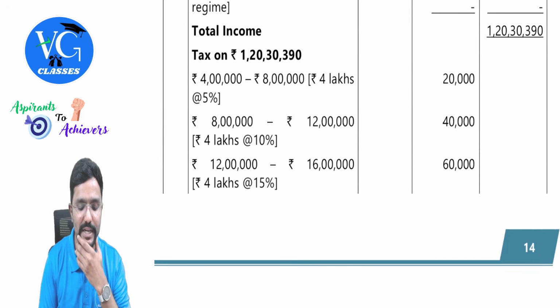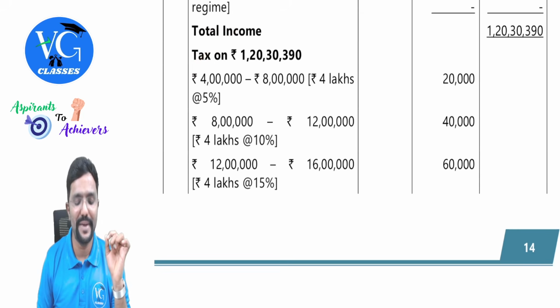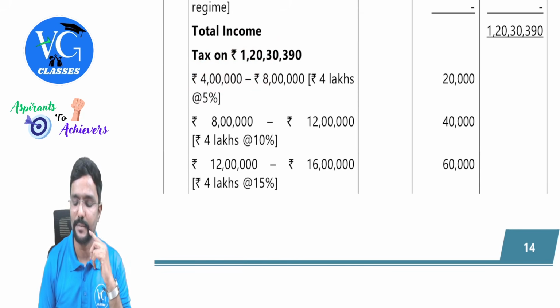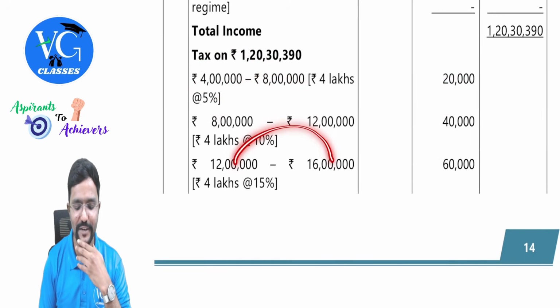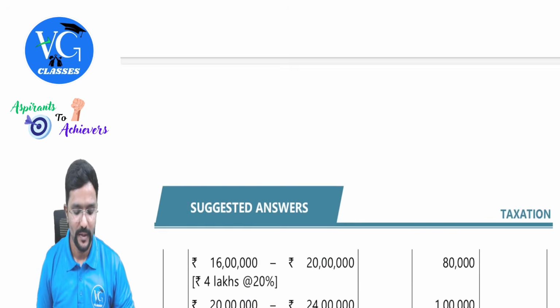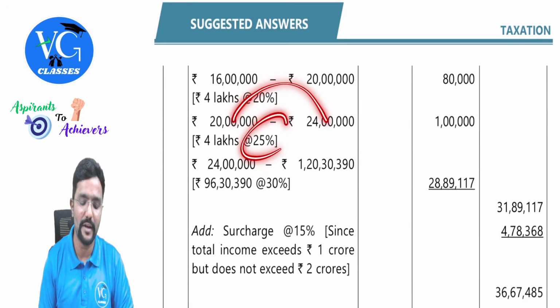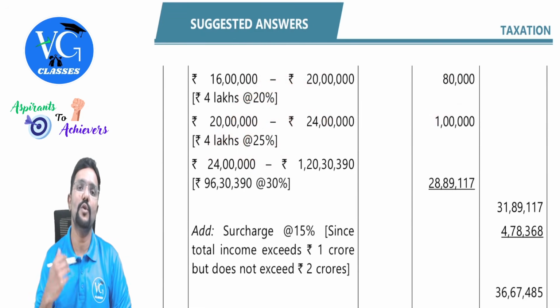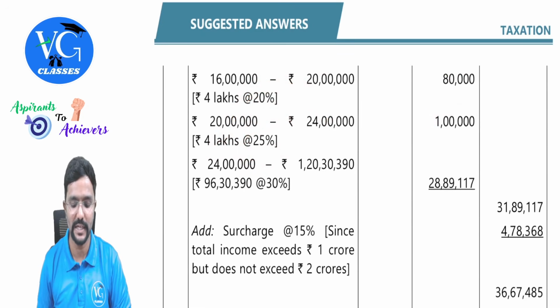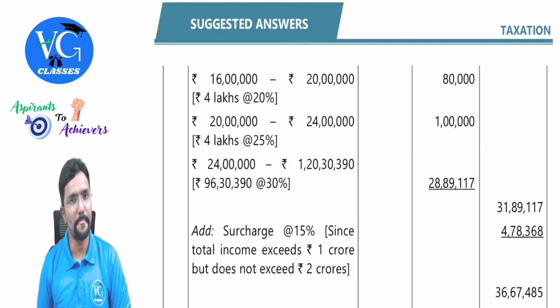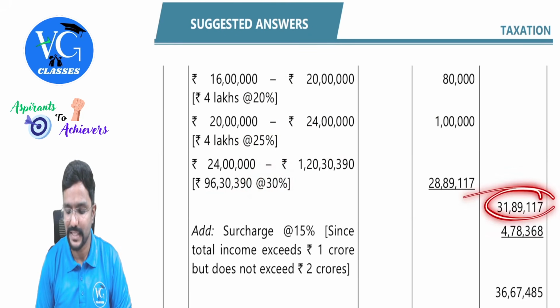Now let us do the tax calculation. Under the default regime, the basic exemption limit is 4 lakh. So up to 4 lakh nil. 4 to 8 lakh 5% comes to 20,000. 8 to 12 lakh 10% comes to 40,000. 12 to 16 lakh 15% comes to 60,000. Then 16 to 20 lakh 20% comes to 80,000. 20 to 24 lakh 25% comes to 1 lakh. More than 24 lakh 30%. So do the calculation: 1 crore 20 lakh 30,390 minus 24 lakh, you will get this figure, into 30%.